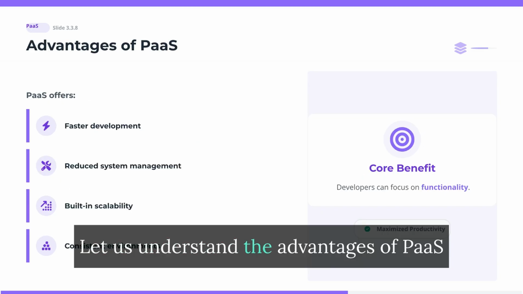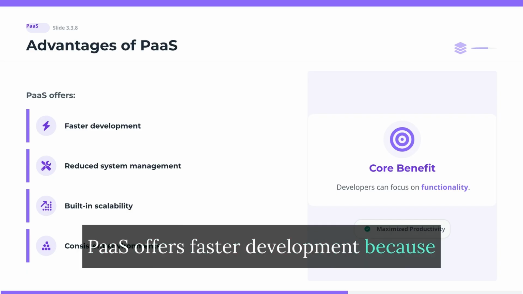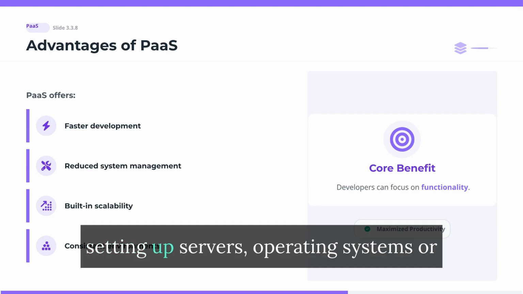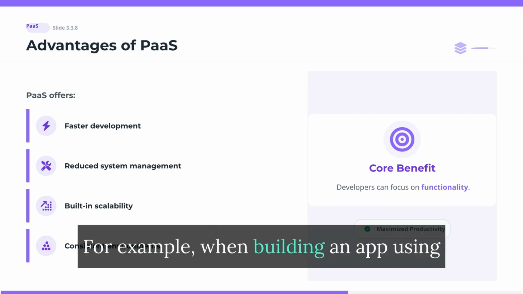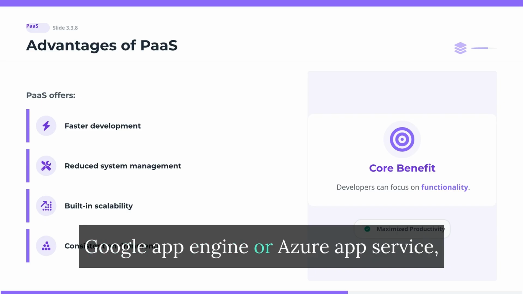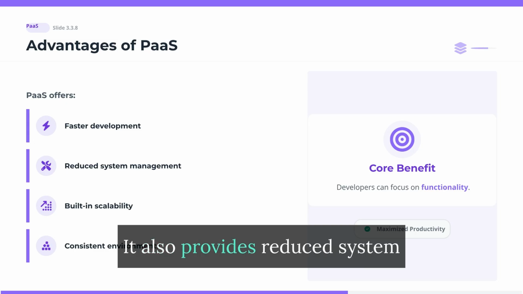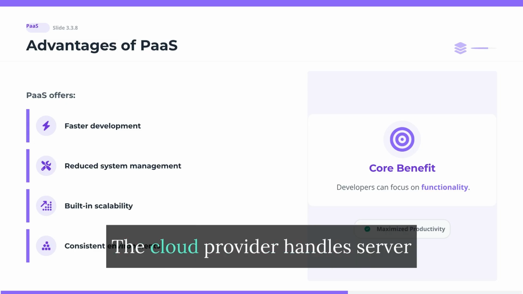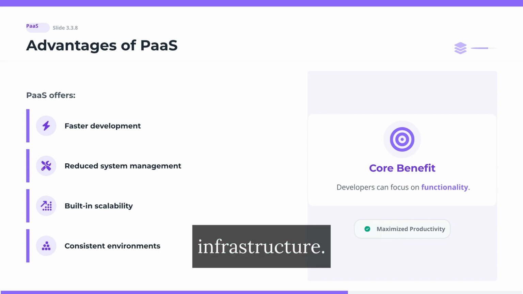Let us understand the advantages of PaaS in a practical way. PaaS offers faster development because developers can start coding without setting up servers, operating systems, or networks. For example, when building an app using Google App Engine or Azure App Service, you simply upload your code and run it. It also provides reduced system management. The cloud provider handles server updates, security patches, and infrastructure. Developers do not worry about hardware or maintenance.